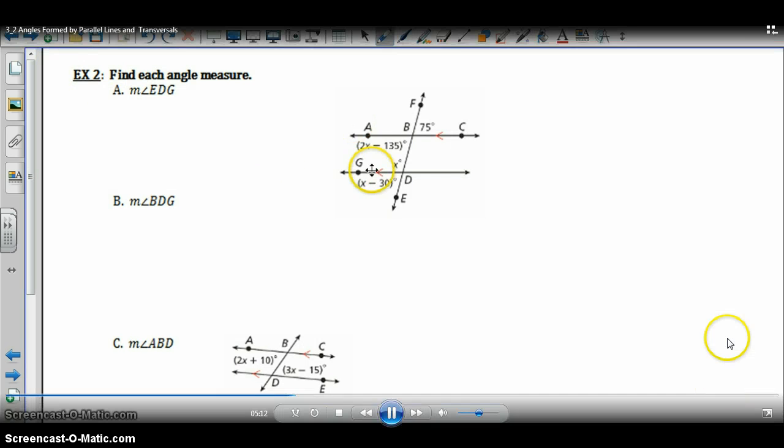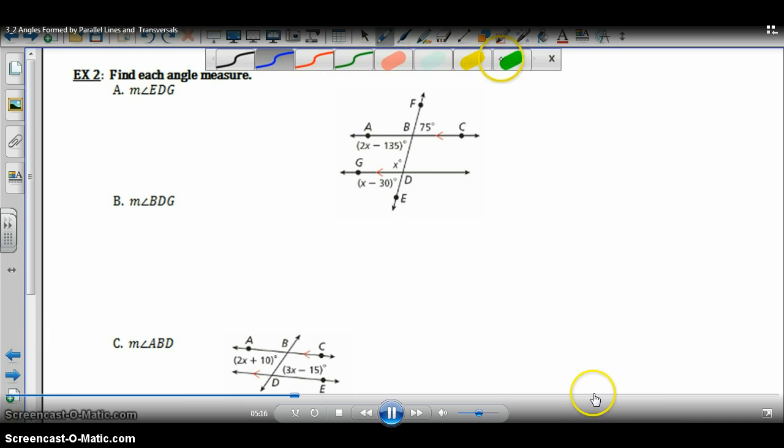So in example 2, we're going to use those facts to find the information here. So in 2a, we want to find the measure of EDG. Alright, now that angle, EDG, is the same as angle FBC. Now, you could start to do a whole lot of work here, and the first time through the video, if you were watching without the audio, I went ahead and said x minus 30 equals 75, and we tried to solve that for x, but we really didn't need to.